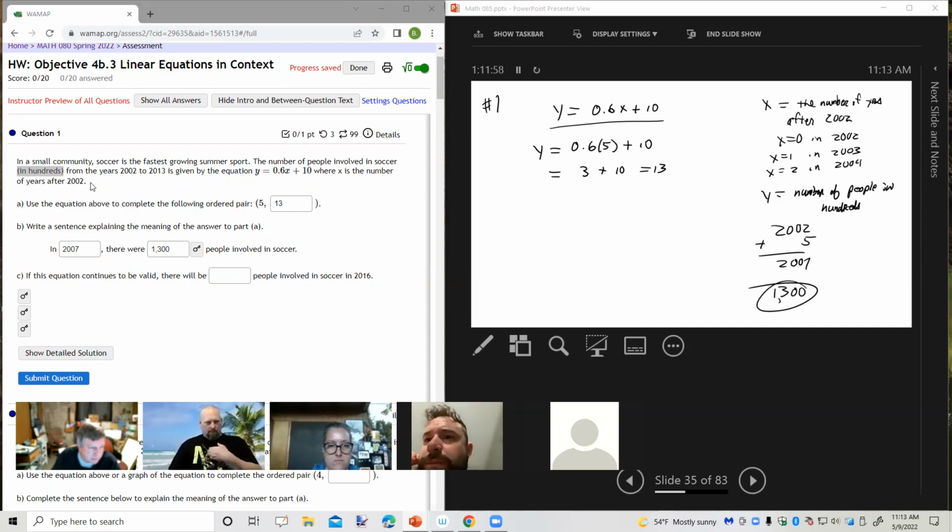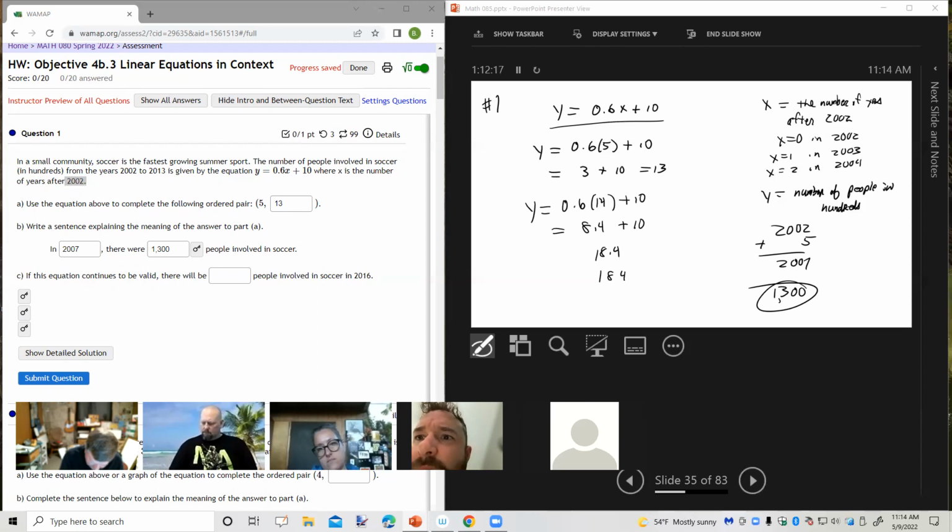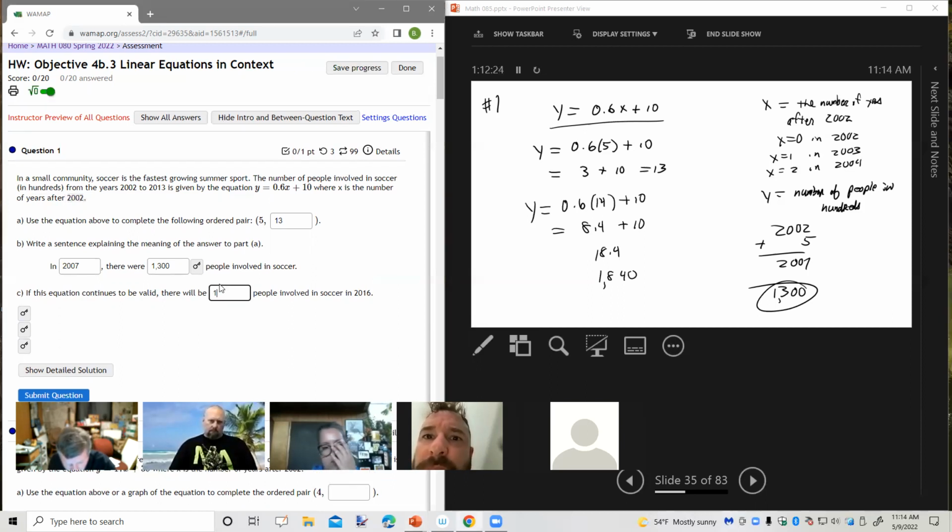So on this one, 2016 would be what? 14 years later. So Y equals 0.6 times 14 plus 10, which would be what? 8.4 plus 10, or 18.4. So that's going to be 1,840. Let's see here.